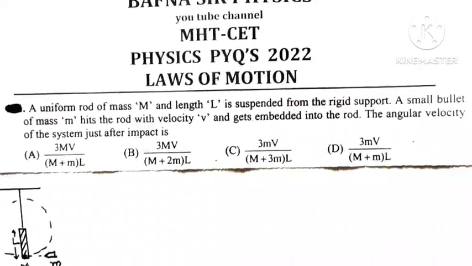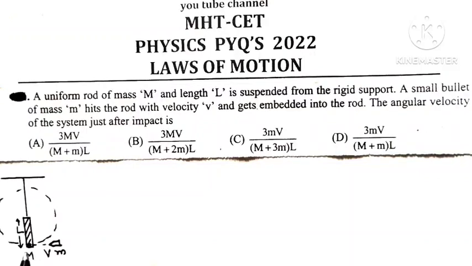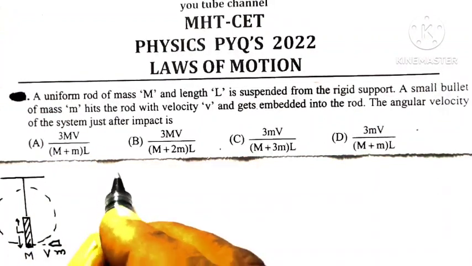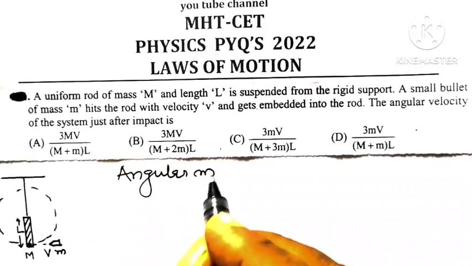See here, we have a bullet of mass m which is moving with velocity v, and it will strike that suspended rod at one of its ends, and it starts rotating in a circular orbit of radius equal to the length of that rod. Now, as far as the angular momentum of the bullet is concerned, the bullet remains embedded with the rod, which means that the bullet starts performing circular motion. So, what is the angular momentum of the bullet?